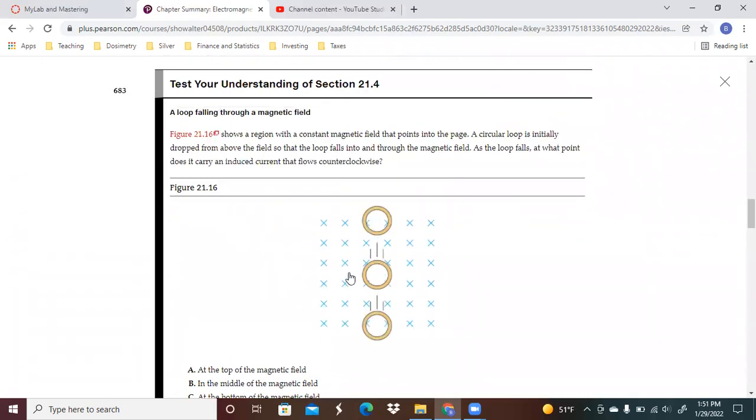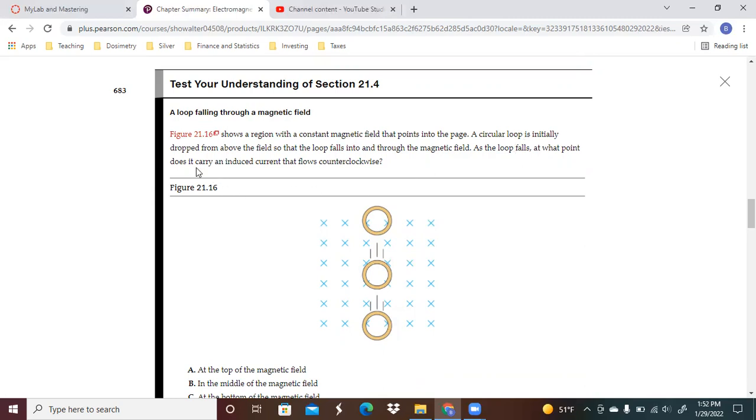So let's take a look here at some of the problems that we have. We've got this figure here that shows a region with a constant magnetic field. So the magnetic field is not changing, and it points into the page. The X here, think of the magnetic field representation as an arrow. If you see an X, it means that the arrow was fired into the page because you're looking at the little fins on the back of the arrow as it travels away from you. If it's a dot, that means the arrow is coming towards you. That's the way I was always taught to look at it.